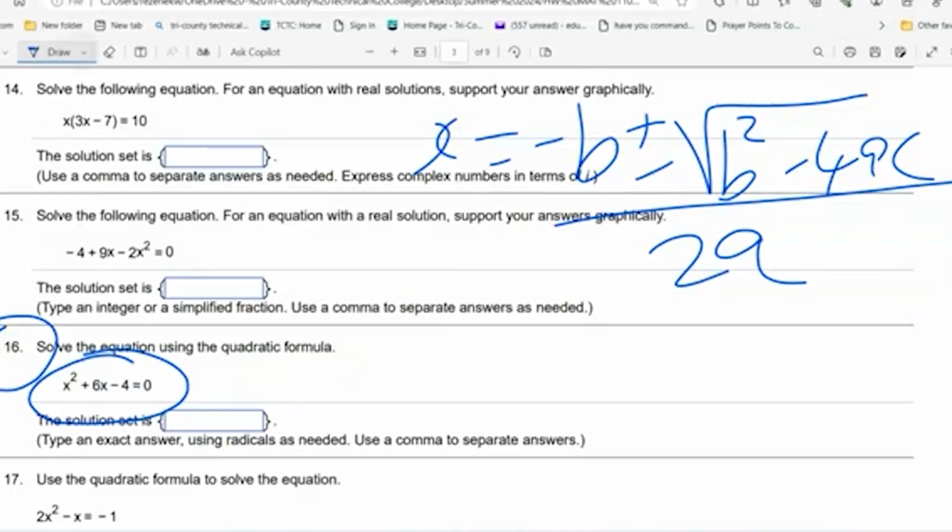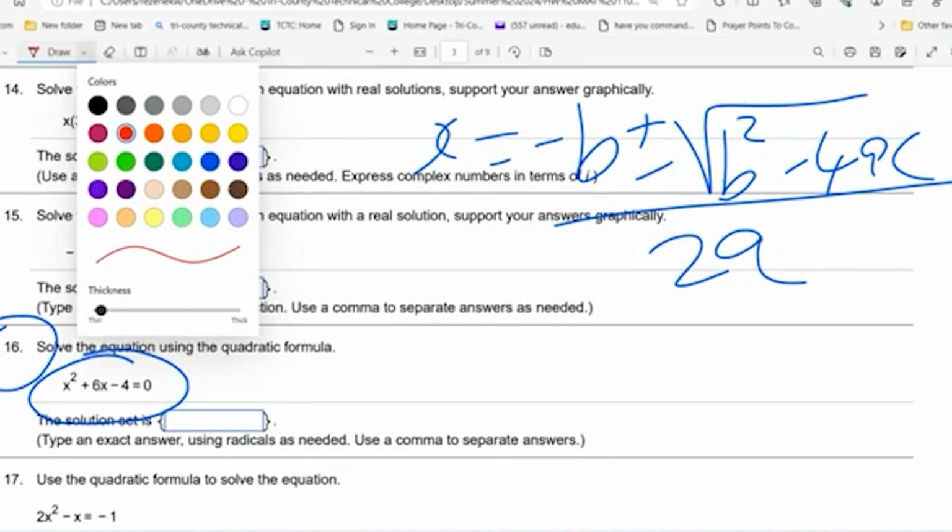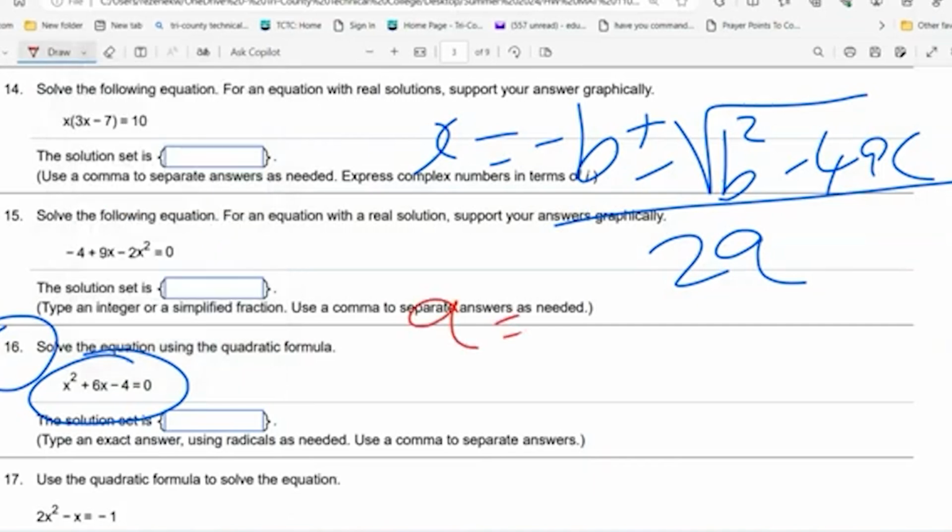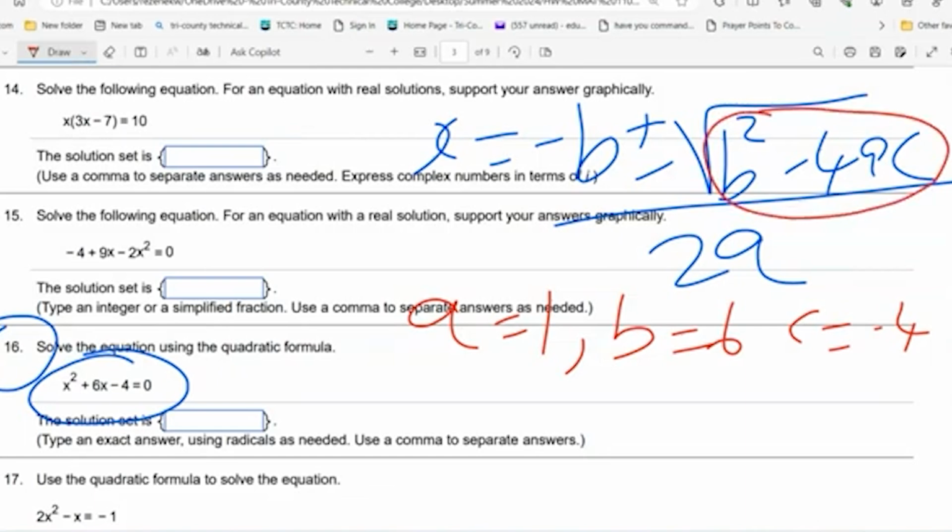At this point, the next thing I will ask myself is, have I collected a, b, c? My a is 1, my b is 6, and my c is negative 4. Okay, before I continue, there is something called the discriminant. Let's talk about it now, because if you know how to evaluate the discriminant, your whole world will be easier. D is called the discriminant, and it is b squared minus 4ac.